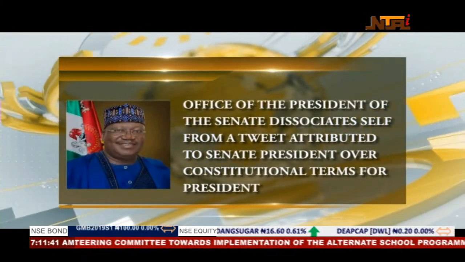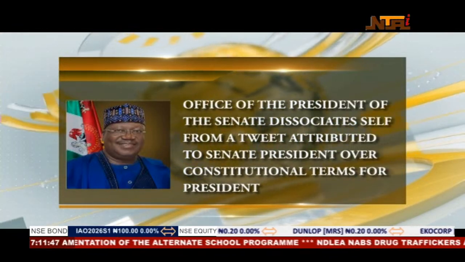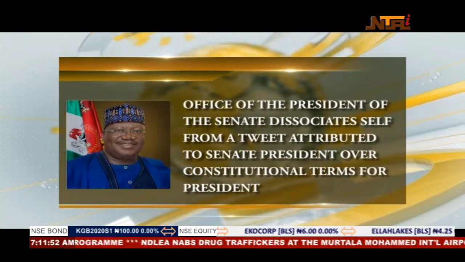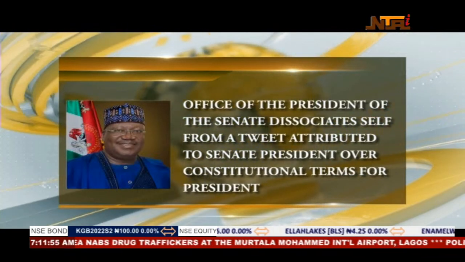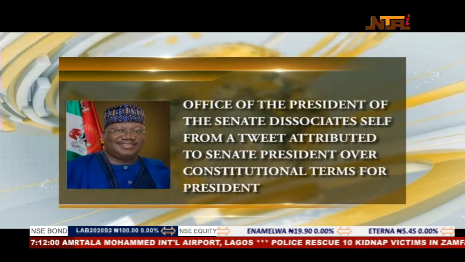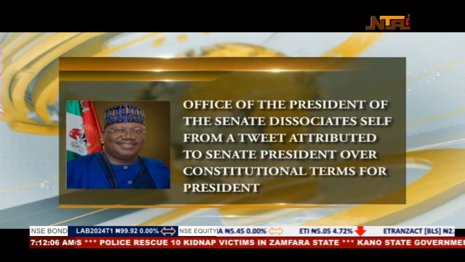The Office of the President of the Senate says it has noted a tweet by one mayor attributing a fabricated statement to the President of the Senate, Ahmed Lawan. A statement by the Special Advisor to the President of the Senate on Media and Publicity, Ola Awoniyi, describes the tweet as mischievous, where the President of the Senate was quoted as saying he won't mind a constitutional amendment to allow unlimited term of office for President Buhari if he wishes to remain in office beyond 2023. The statement added that the President of the Senate has never made any such statement before or after 2019.